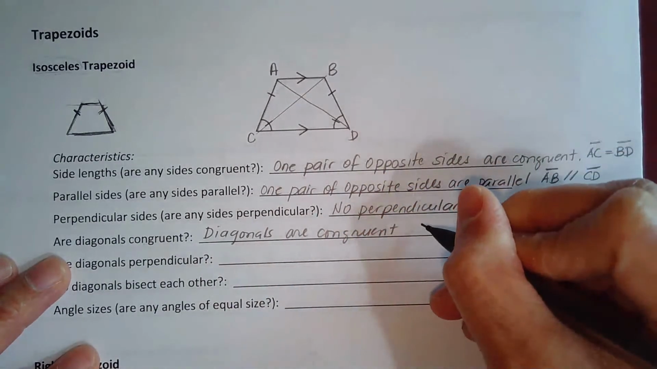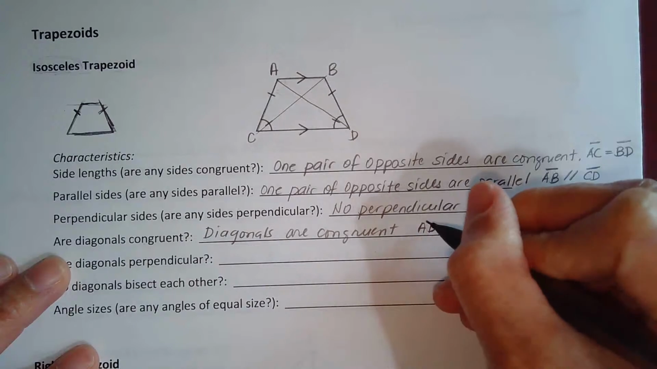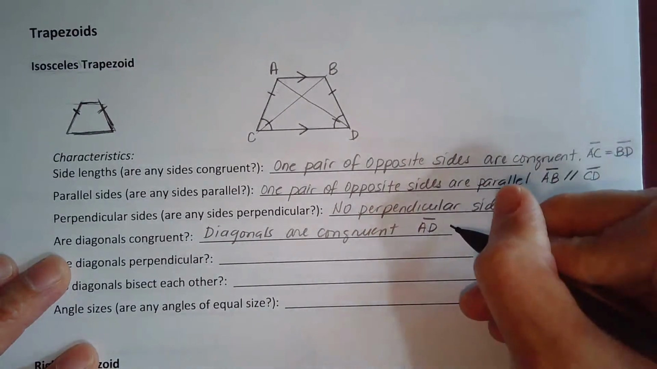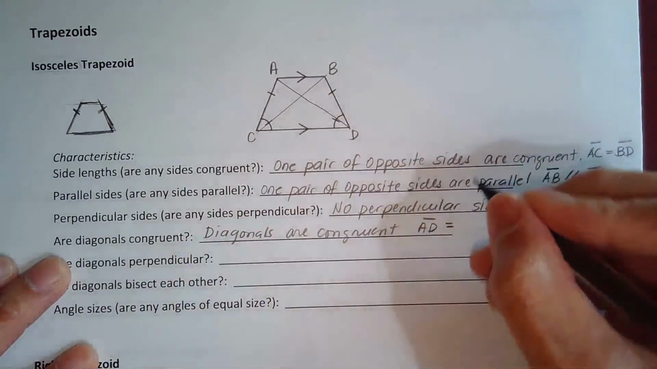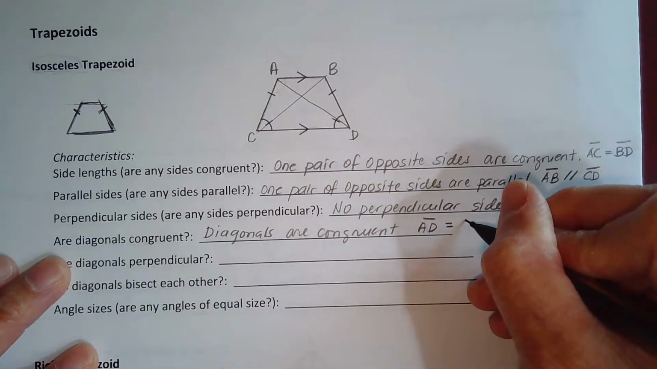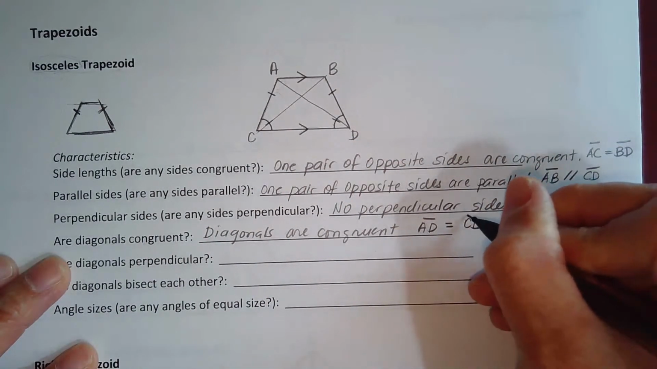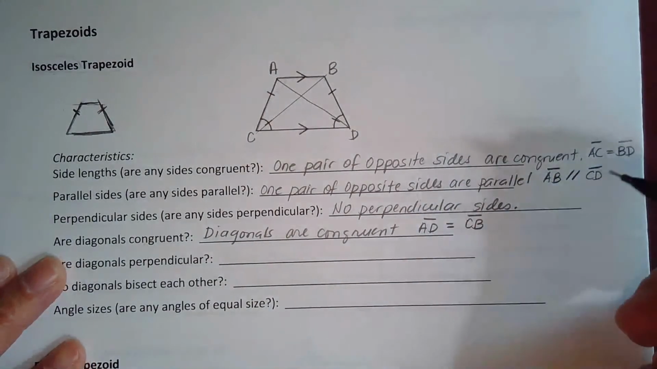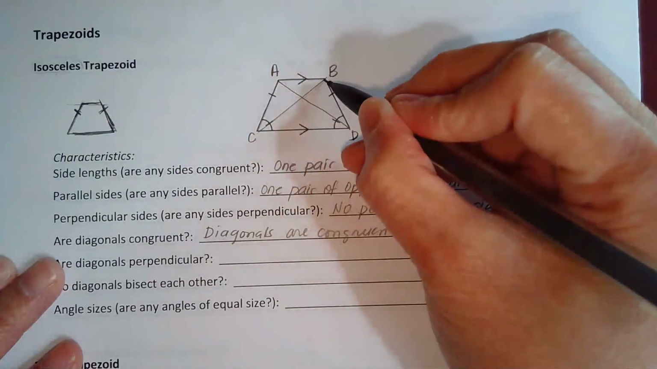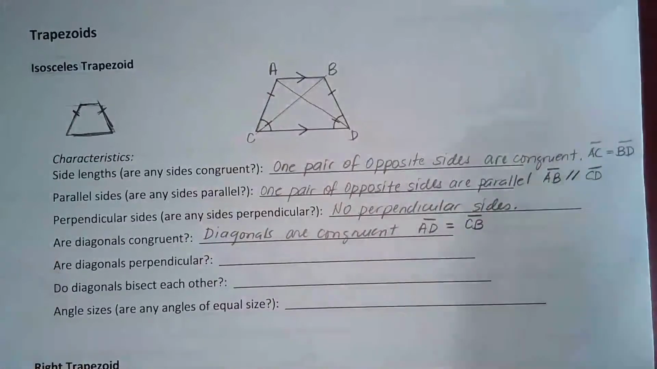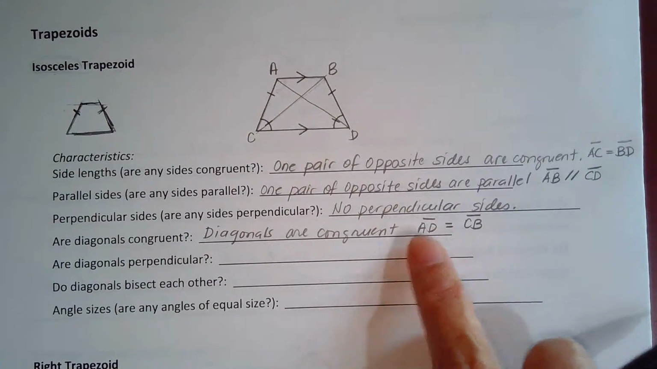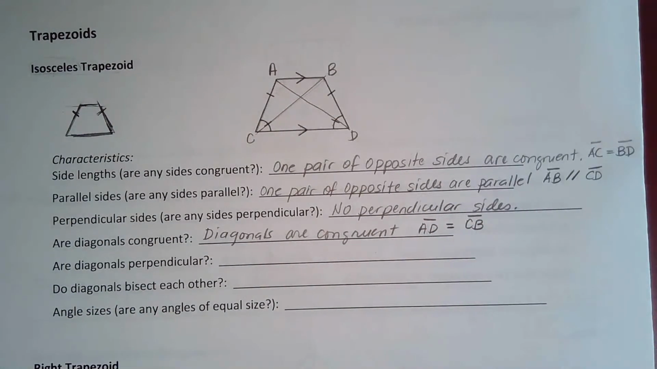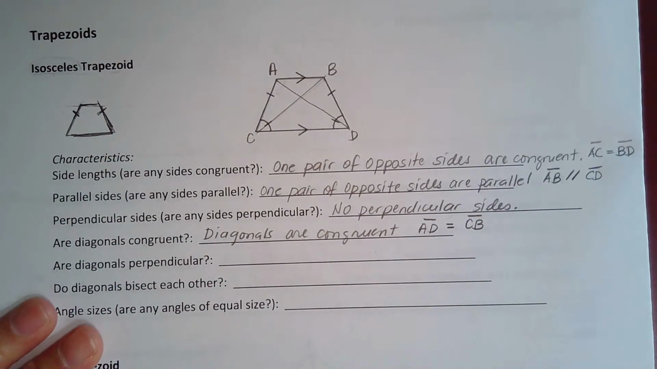So we can say diagonals AD is equal to CB. CB or BC, doesn't matter because the length from C to B is the same thing as from B to C. So it doesn't really matter. So from AD to CB, AD is equal to CB. Okay, so they are equal.